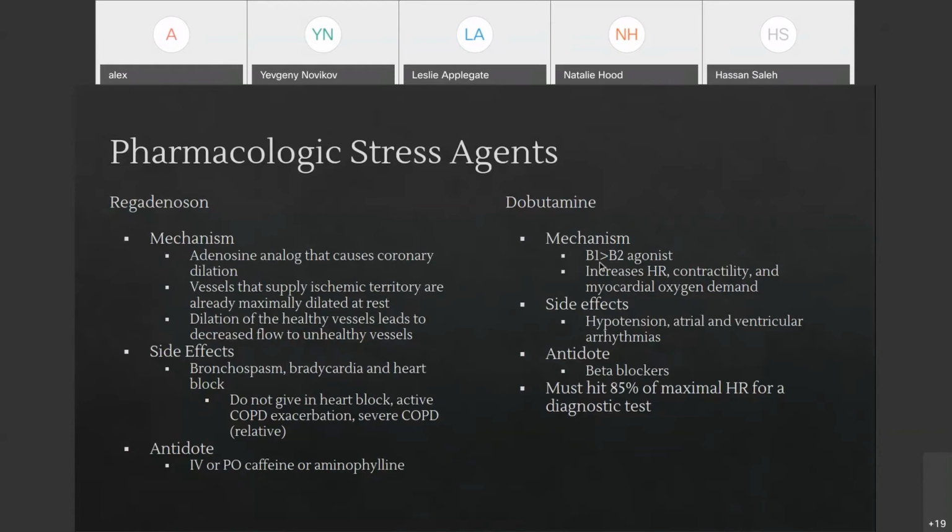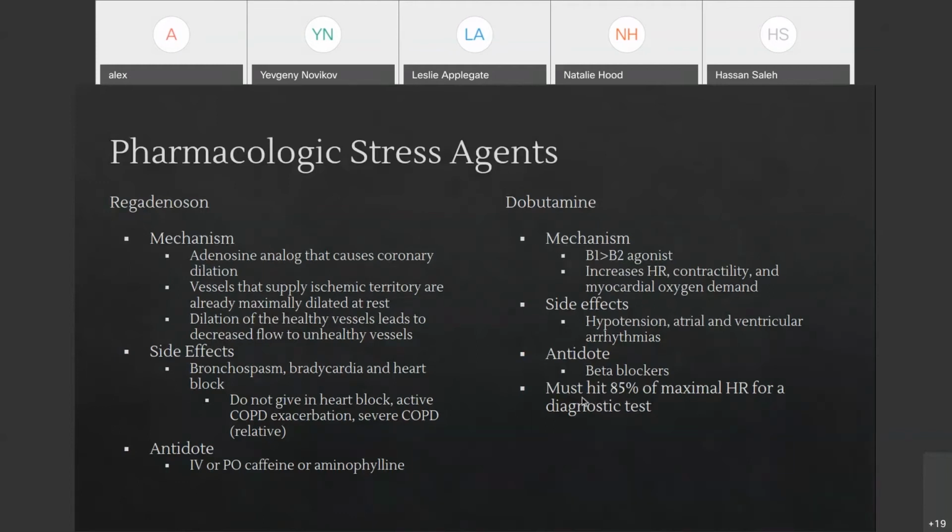Dobutamine is predominantly a beta-1 agonist. It increases your heart rate, contractility, and myocardial oxygen demand, so it's a really good simulation for exercise. Unfortunately, it's got a bunch of side effects. Hypotension and atrial and ventricular arrhythmias are unfortunately common. The antidote for it is beta blockers, which we give plenty of times when we're doing dobutamine stresses.